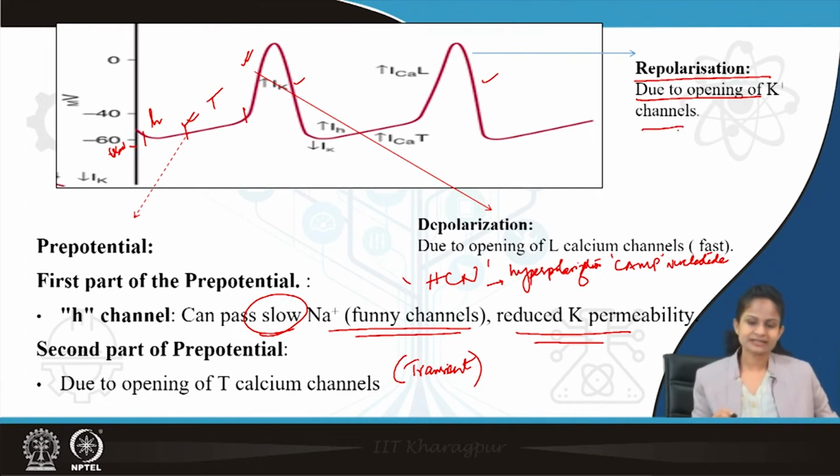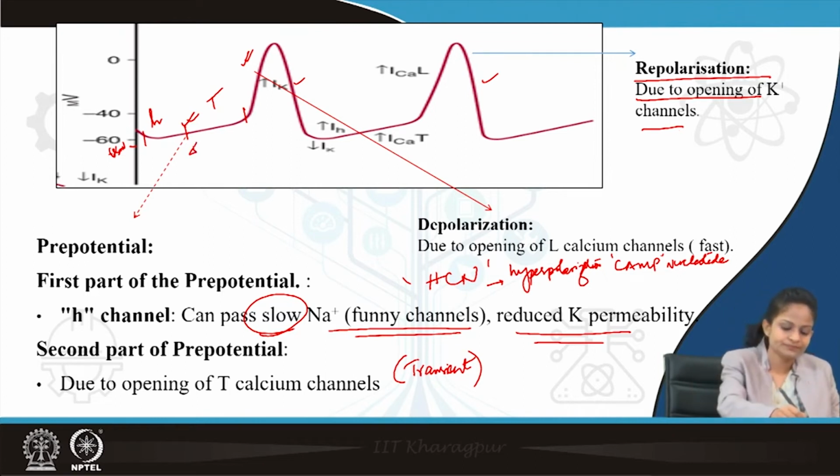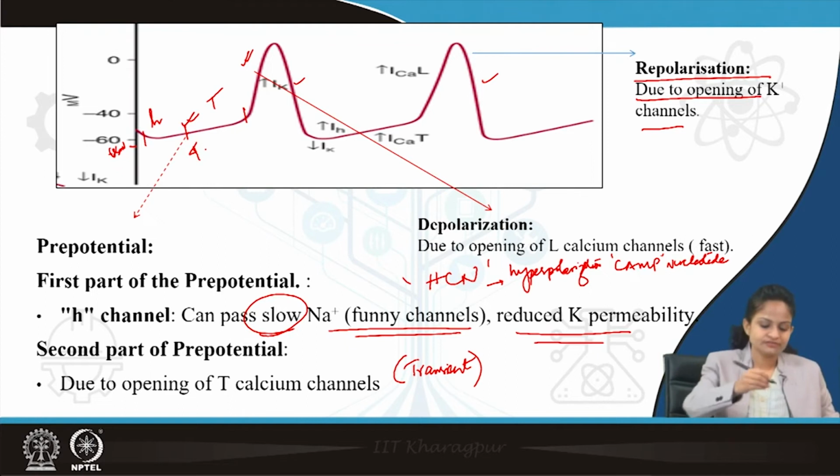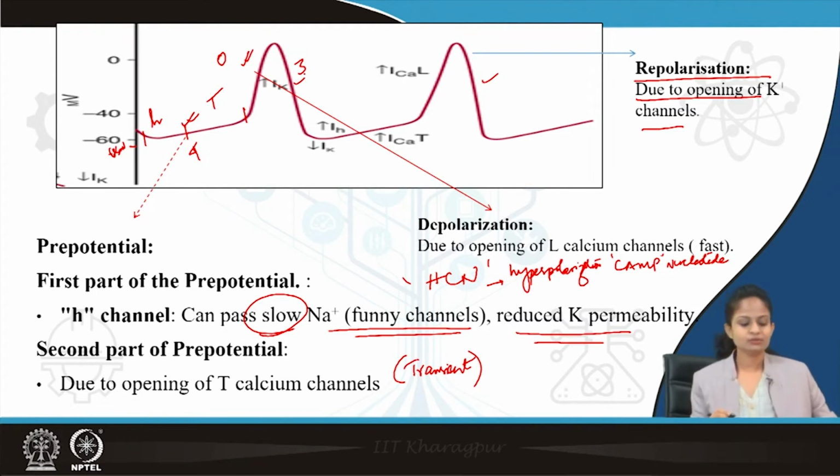So, here the pacemaker potential or the resting membrane potential is phase 4, the depolarization phase is phase 0, the repolarization phase is phase 3. So, I had already told you we do not have phase 1 and phase 2 over here like we had seen in the ventricular muscle action potential.